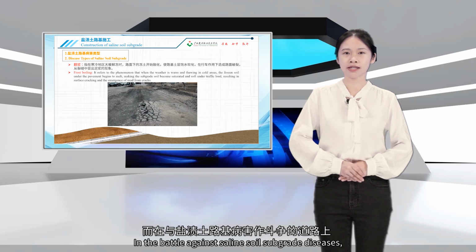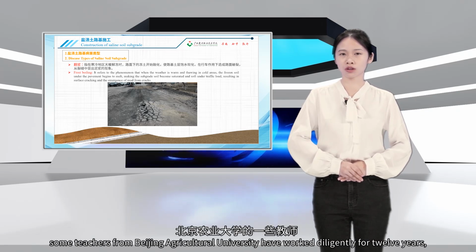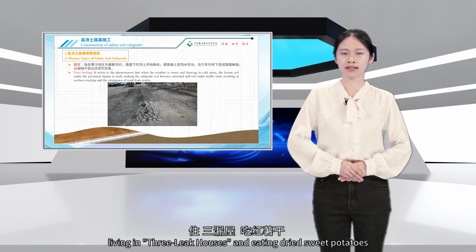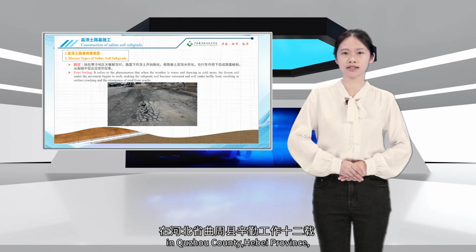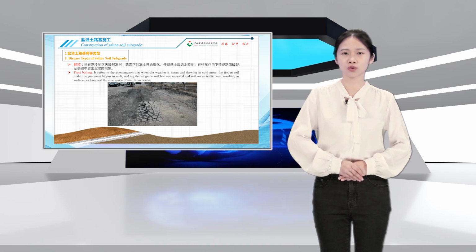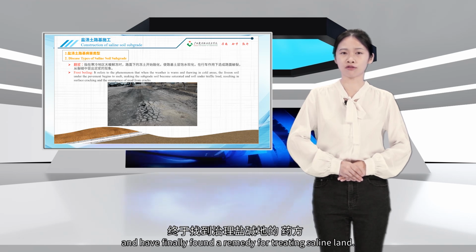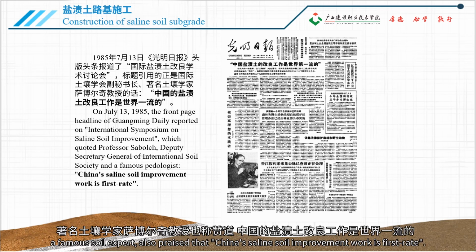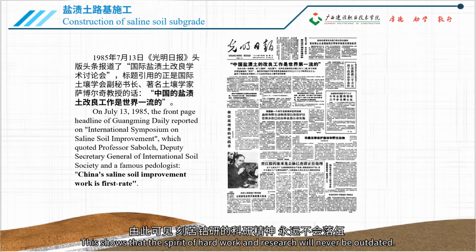In the battle against saline soil subgrade diseases, some teachers from Beijing Agricultural University have worked diligently for 12 years, living in 3 lake houses and eating dried sweet potatoes in Quzhou County, Hebei Province, and have finally found a remedy for treating saline land. At the International Symposium on Saline Soil Improvement in 1985, Professor Saboch, a famous soil expert, also praised that China's saline soil improvement work is first-rate. This shows that the spirit of hard work and research will never be outdated.